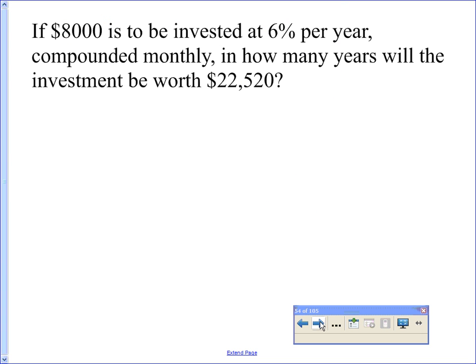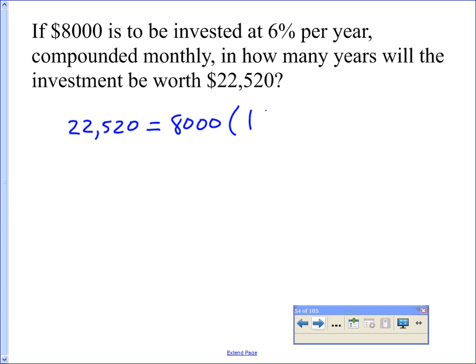All right. Next, we're going to go back to the word problems that we've seen earlier in the chapter that we only solved graphically, but now we're going to try to solve those algebraically. So in this one, you've got $8,000 and it's invested at 6% per year. It's compounded monthly, and we want to know in how many years it will take the investment to be worth $22,520. So what we want to end up with is the $22,520. We started out with the $8,000.